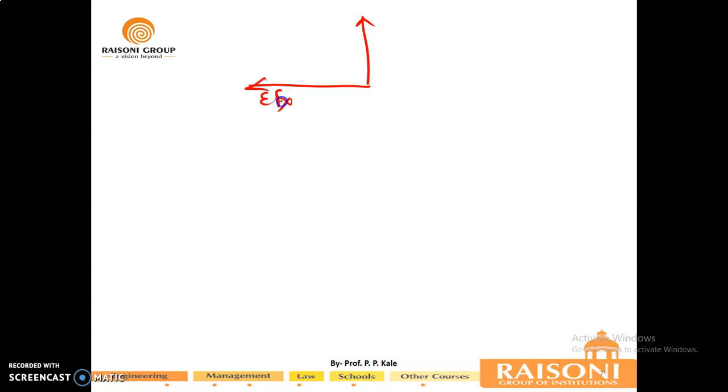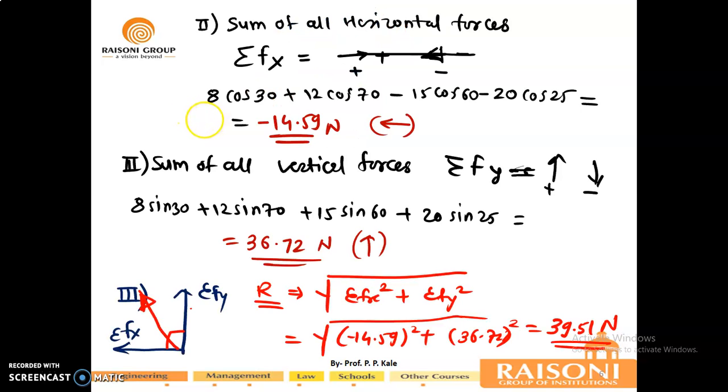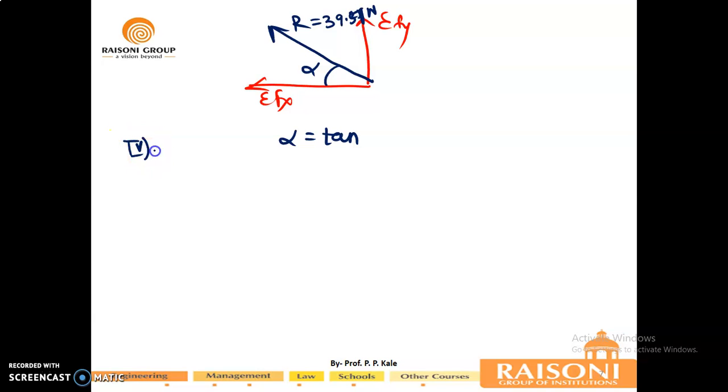You have summation Fx, you have summation Fy, and you also have your resultant, which has a magnitude of 39.51 Newton. Now you have to define this alpha. So the fourth step is the direction of the resultant. So alpha is tan inverse of summation Fy upon summation Fx.